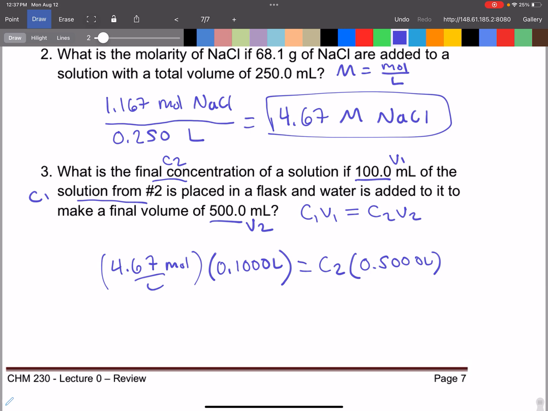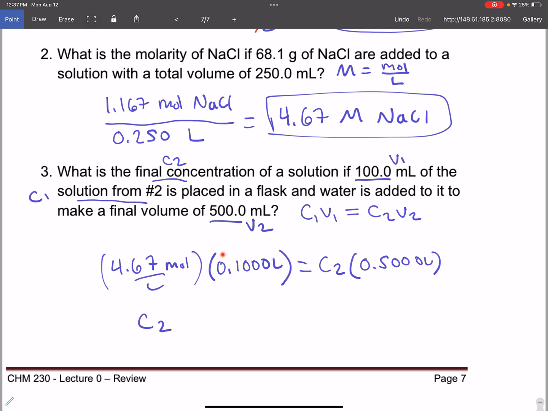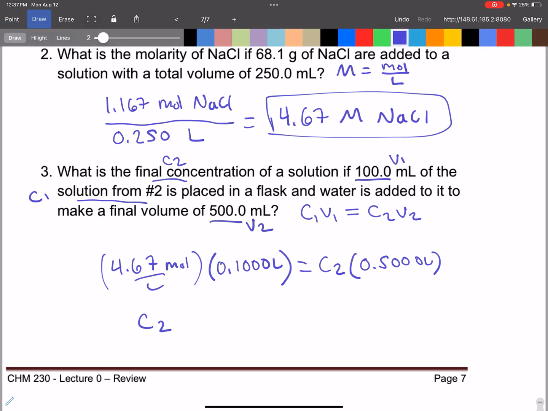So we're going to rearrange and solve for C2. You're going to divide both sides by 0.5 to get rid of this, and multiply these two numbers together. If you do that, you will discover that you get a final answer of 0.934 molar sodium chloride. So that is your diluted solution.